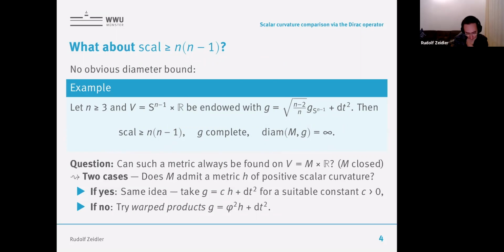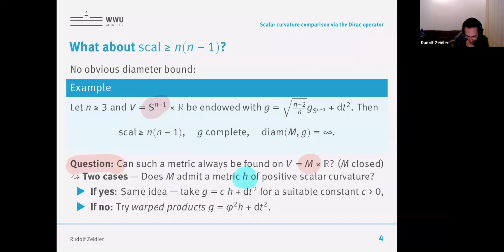All right, so far so good, but now we can analyze this example a little bit more and see what happens if we replace the manifold here, the sphere, by some other manifold. And so the question is, can you always find such a metric on M cross R? So it might be that you could always do that, perhaps. And I guess there are two cases to distinguish now. The first case is that M does admit a metric of positive scalar curvature, call it h.